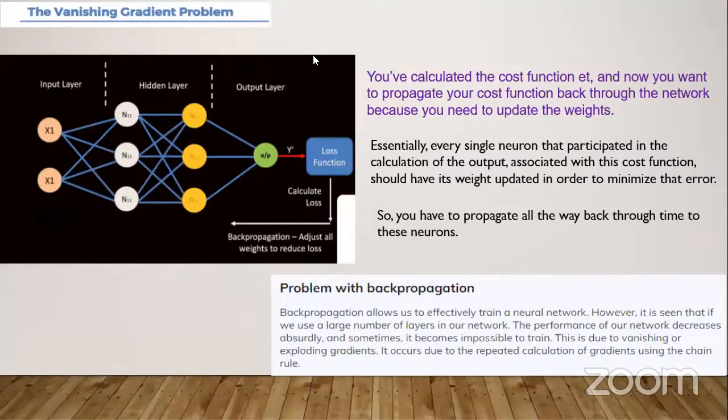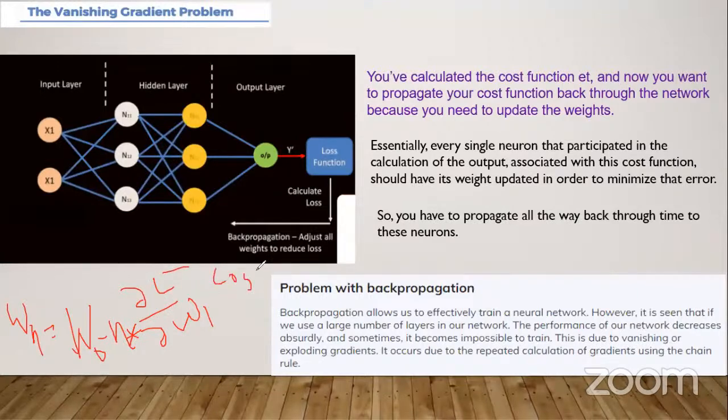Whenever we update the weights, we take the derivative of the loss function with respect to the weights. This is what we learn. Whenever I update, I take the derivative of the loss function with respect to weight, and then calculate the new weight. The new weight is the old weight minus eta, which is the learning rate, multiplied by the derivative of the loss function.